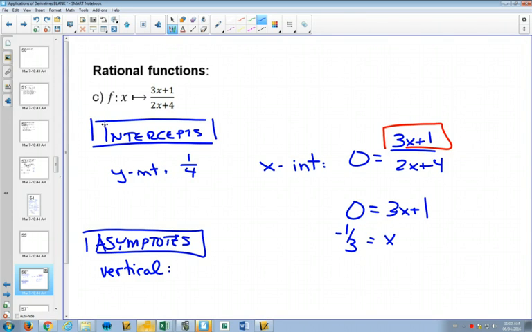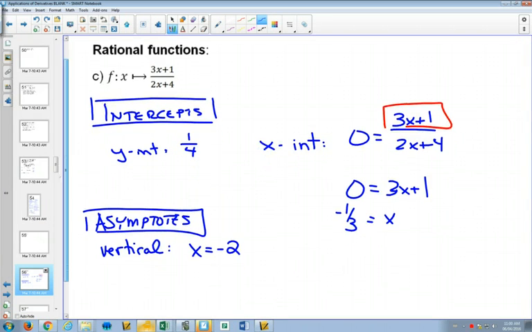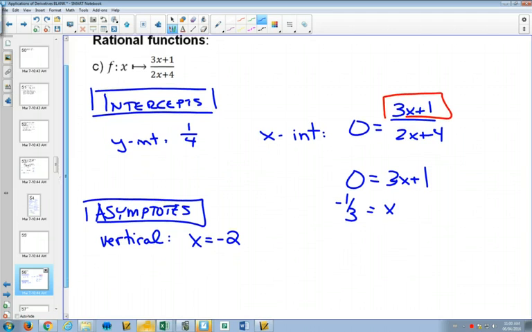Since this is a rational function, we have a possibility of dividing by 0. Can you see what value would make you divide by 0? -2. That will be your vertical asymptote. So because -2 is a non-permissible value, you're going to have an asymptote at x equals -2.